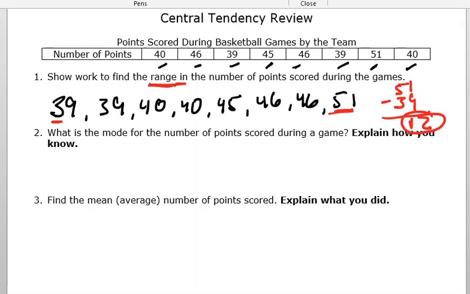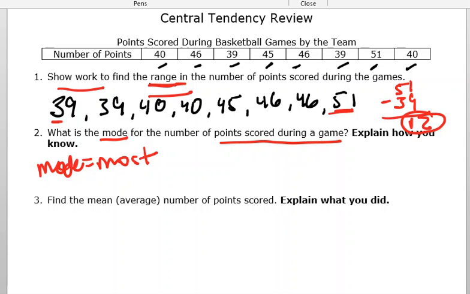All right. What is the mode for the number of points scored during a game? So mode is the most. And here's the thing. You can actually have more than one mode. And in this case, we do, okay? Because we have 39 points twice, we have 40 points twice, and we have 46 points twice. So my mode is 39, 40, and 46.